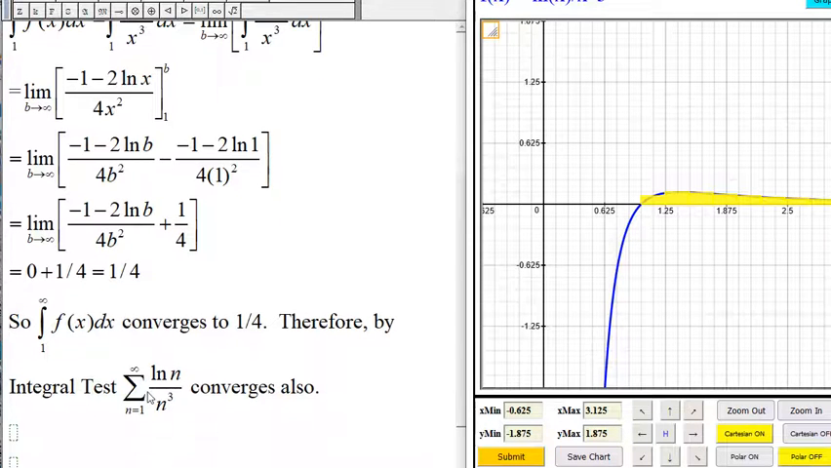And therefore, the integral test says that this infinite series converges. And one more time, it does not say that this infinite series converges to 1/4. The 1/4 is just the area corresponding to this integral. And so this infinite series converges, but it converges to another real number, not 1/4.